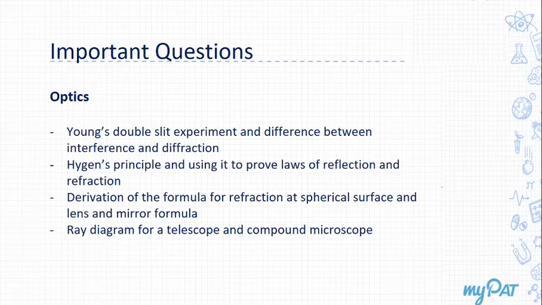This will also not take much time. And then derivation of the formula for lens and mirror. That also you can go through, and it will take very little time. Namely the last one, ray diagram for a telescope and compound microscope, which you can go through. It will take hardly 15 minutes or so to completely do it.